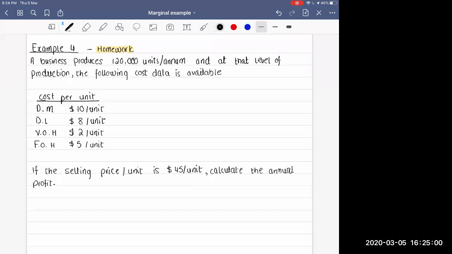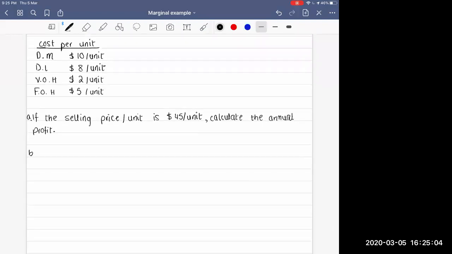Next, this is requirement number A. Requirement number B. Calculate the output level at which total revenue equals total cost.